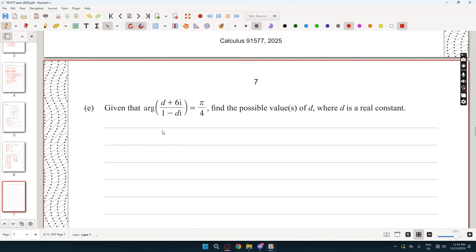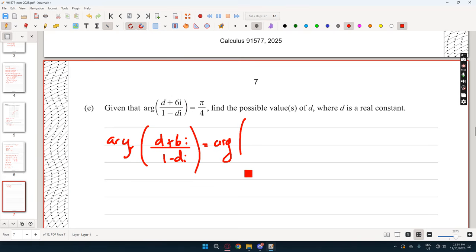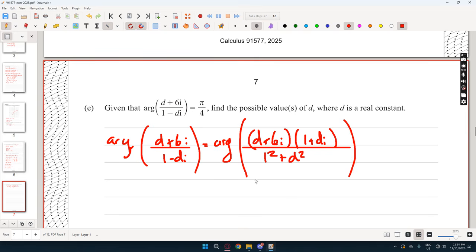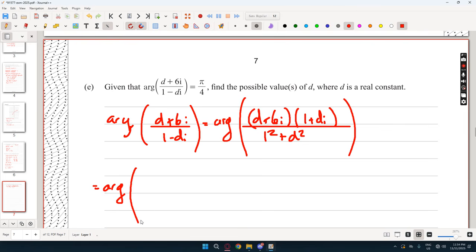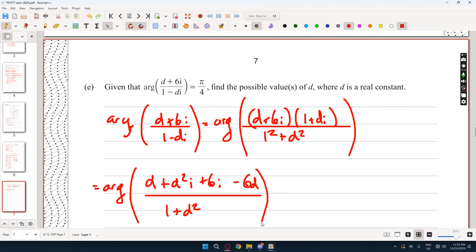D is a real constant. Well, the argument of d plus 6i on 1 minus di is equal to the argument of d plus 6i times 1 plus di times 1 squared plus d squared. It's equal to the argument of d plus d squared i plus 6i minus 6 on 1 plus d squared.